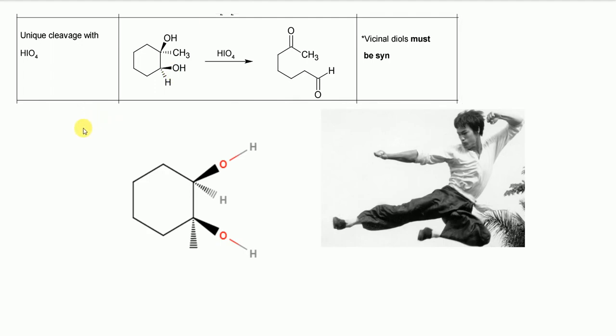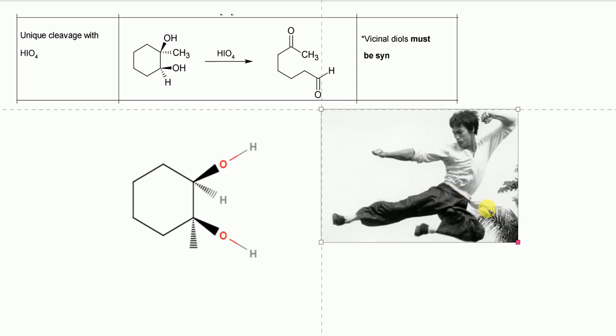Okay, so now on the screen, you have a molecule with the alcohols on it and syn, right? So it has to be vicinal, diols must be syn, and I have Bruce Lee over here. Okay, so what I like to think of this reaction, my TA taught me actually. So this is HIO4, and one way to remember this is it kind of sounds like hiya. So like when someone's doing a karate chop or a kick, they make that hiya sound. So that's how he taught us to remember it.